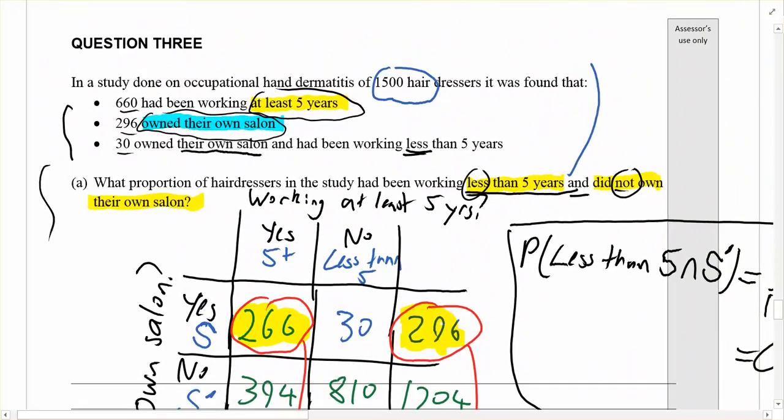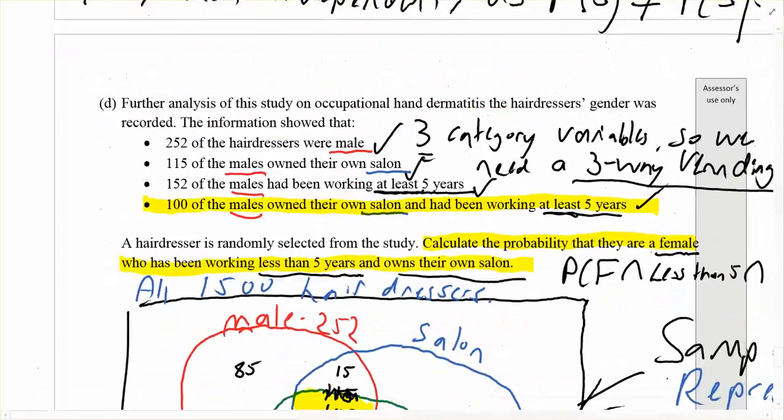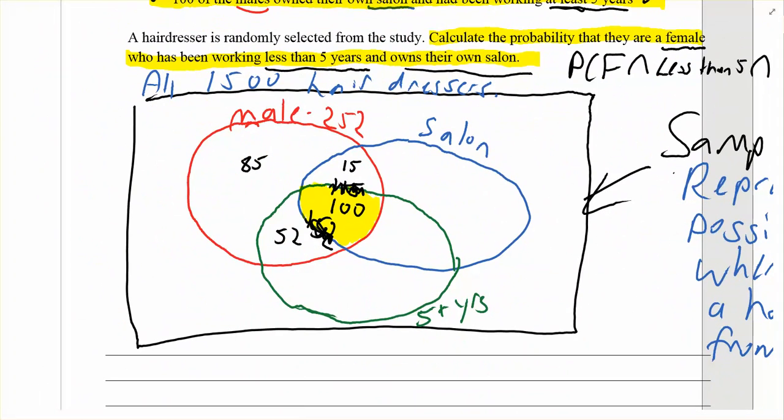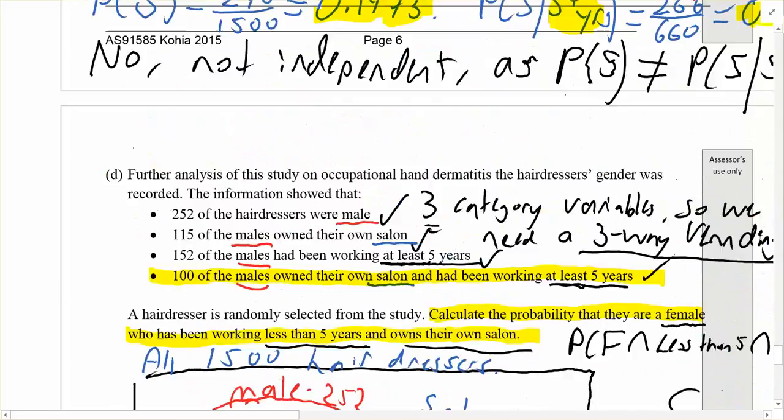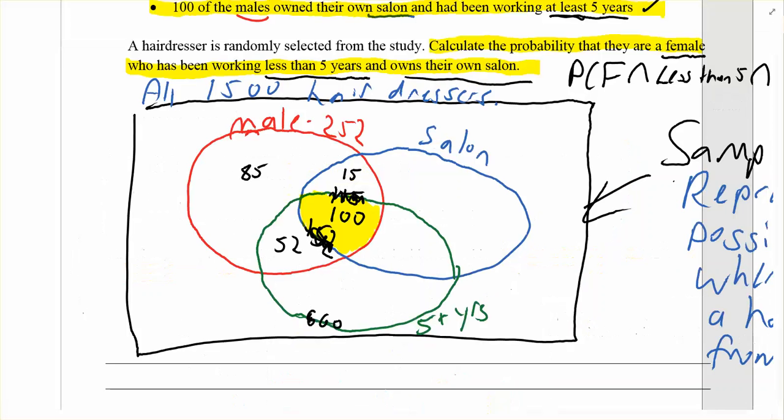Well, we're told 660 had been working at least 5 years, so let's write that down. So 660, so that means this green circle, the whole green circle has 660 in it. I'm just going to put that down here. And what else? So we'll take that off. 296 own their own salon. So that's going to go here, 296.